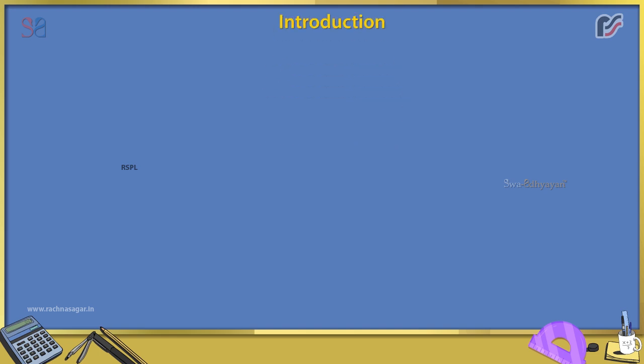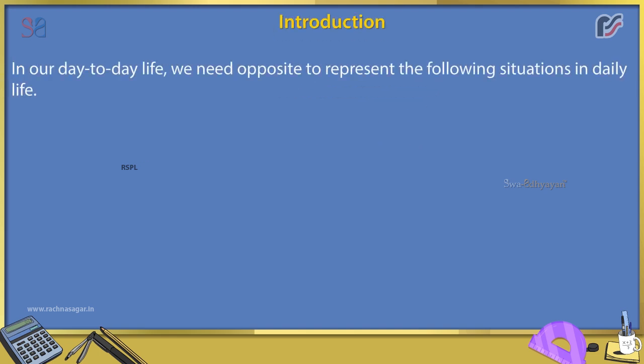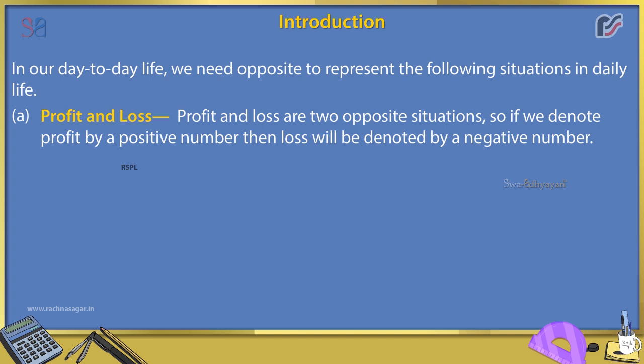Introduction. In our day-to-day life, we need opposites to represent the following situations. A. Profit and loss. Profit and loss are two opposite situations. So, if we denote profit by a positive number, then loss will be denoted by a negative number.